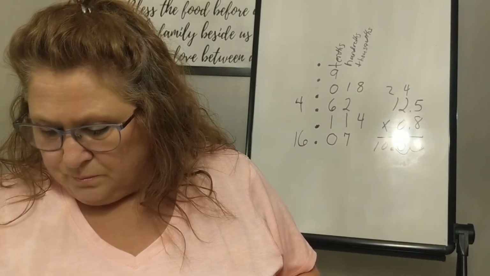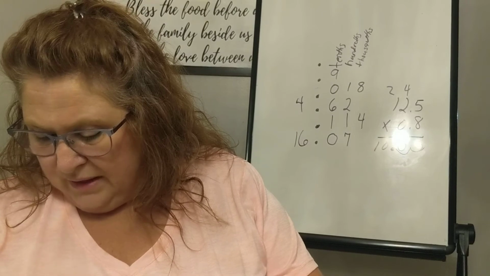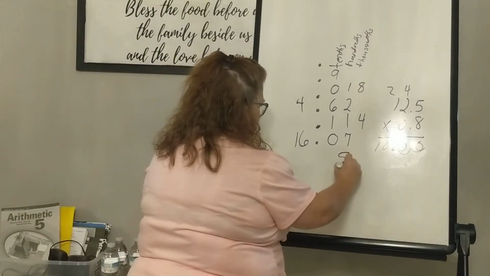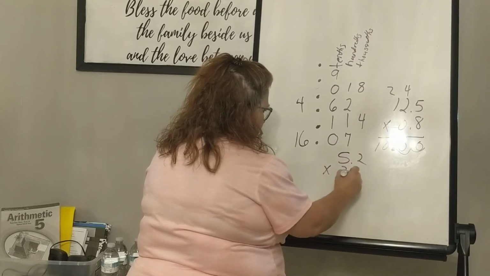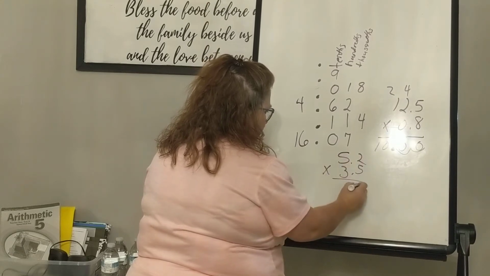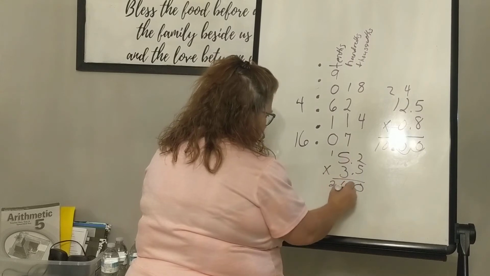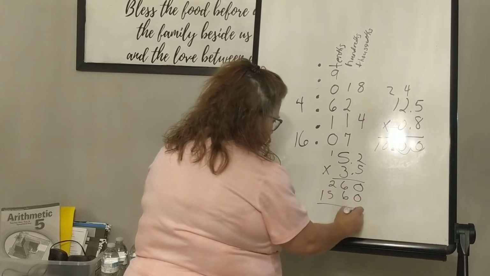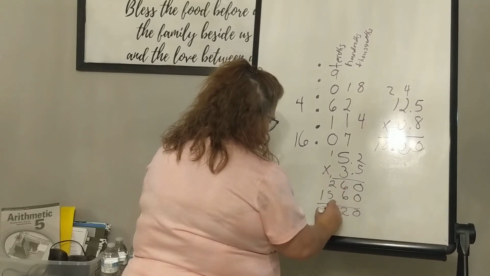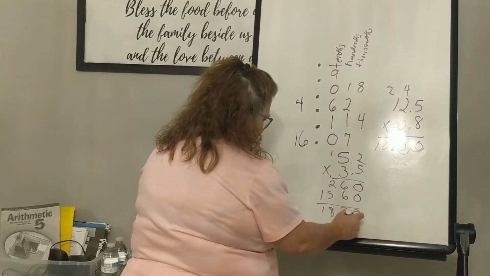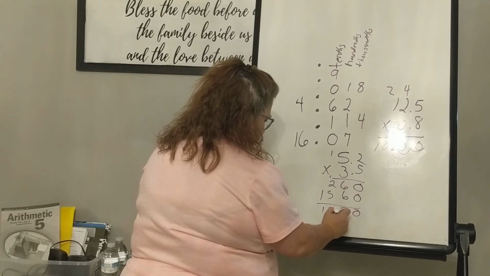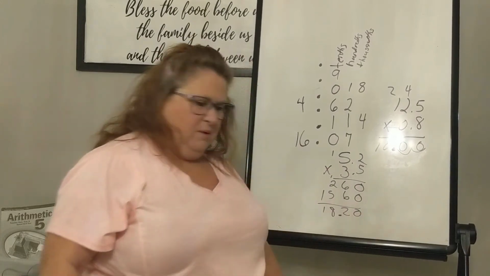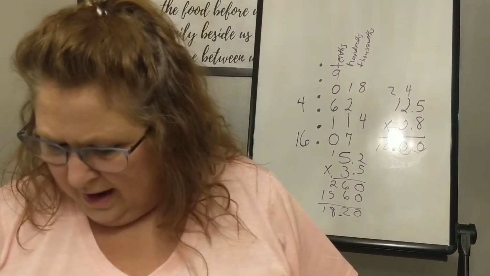Okay? And then look at letter B too. I think that one probably comes out the same way. 5.2 times 3.5. 2 times 5 is 10. 5 times 5 is 25, 26. 0. 2 times 3 is 6. 5 times 3 is 15. 0, 12. 8 and 1. And we count over 1, 2 places. So our decimal could be 18.2 because we don't have to write that 0 at the end.